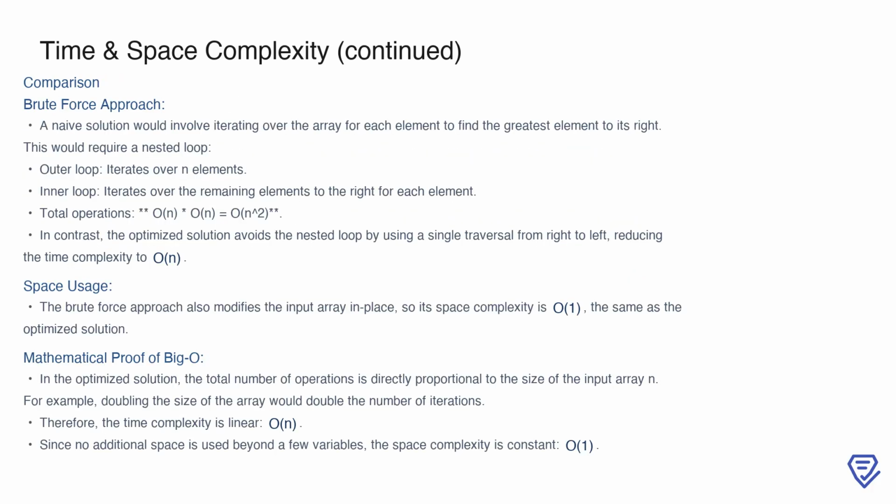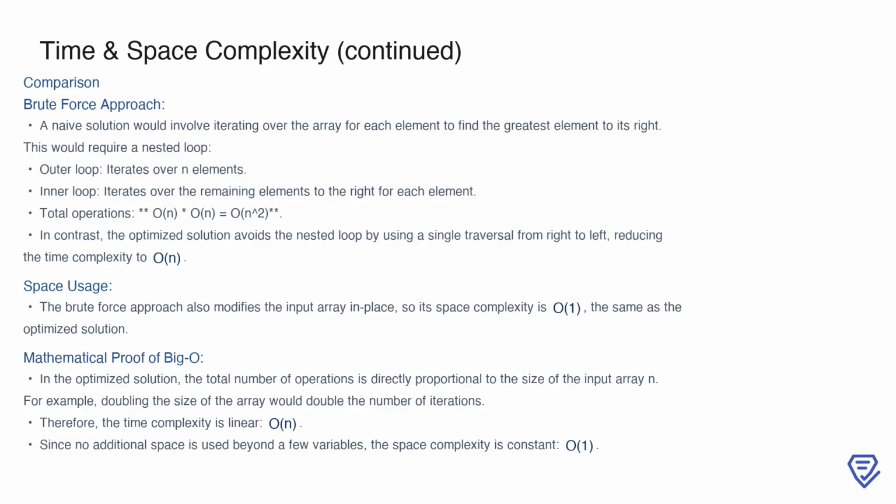Comparing this optimized approach to a brute force solution highlights its efficiency. In a naive method, you would use a nested loop to find the greatest element to the right of each element. The outer loop iterates over the n elements, and for each element, the inner loop scans the remaining elements to its right. This results in a total of n iterations for the outer loop, and approximately n iterations for the inner loop in the worst case, leading to a time complexity of O(n) multiplied by O(n), or O(n squared). In contrast, the optimized approach avoids the nested loop entirely by using a single traversal from right to left, reducing the time complexity to O(n).